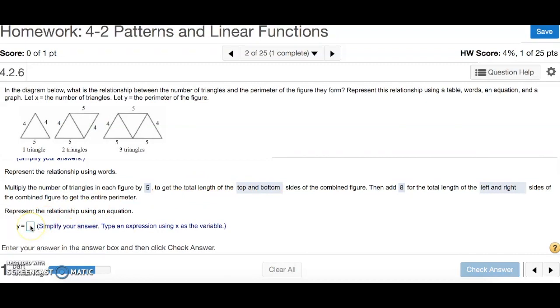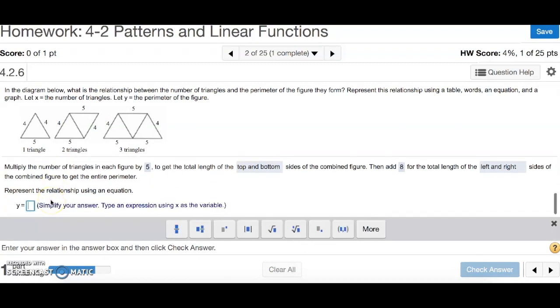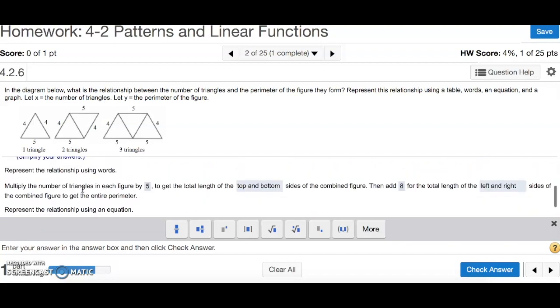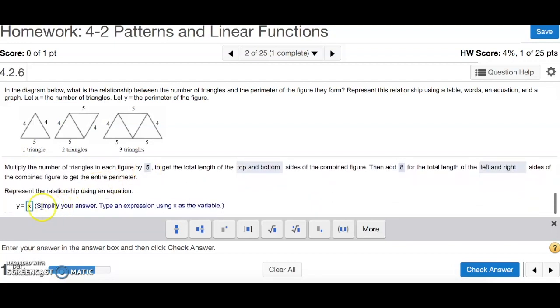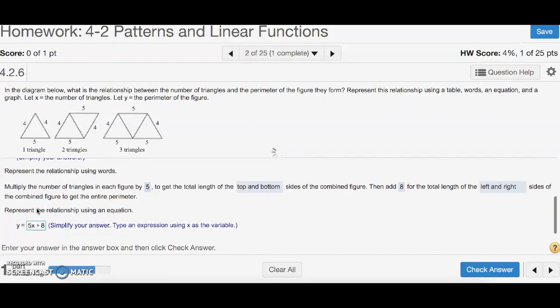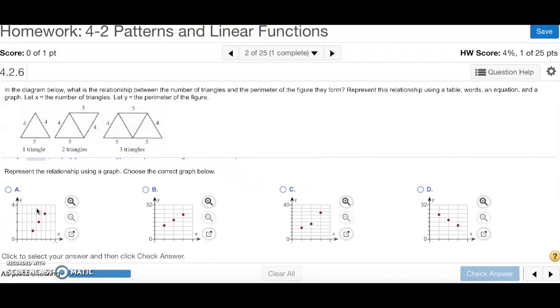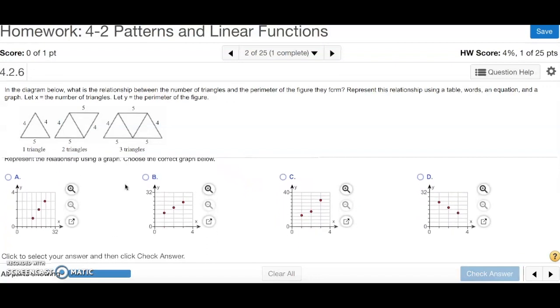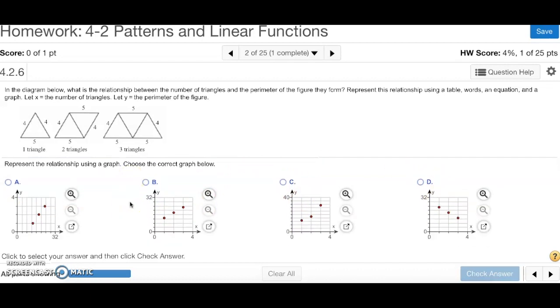Now, to represent this using an equation, we're going to have x as our variable, and we know x is being multiplied, so the number we multiply is 5, and then we add 8. So now our graph, it's going to be a line, so we know it's not going to be C. It's increasing, so it's not going to be D. So it's going to either be A or B.